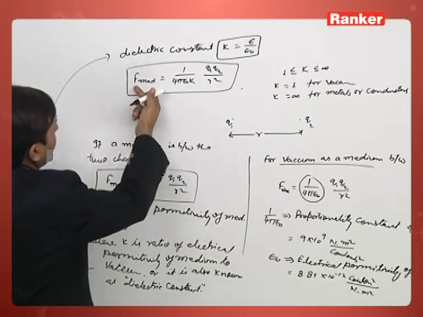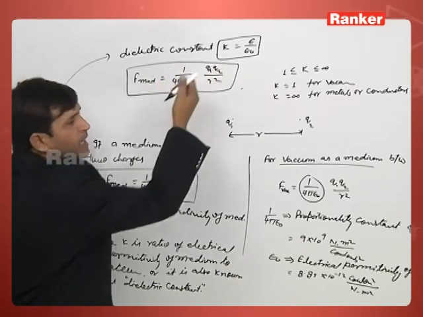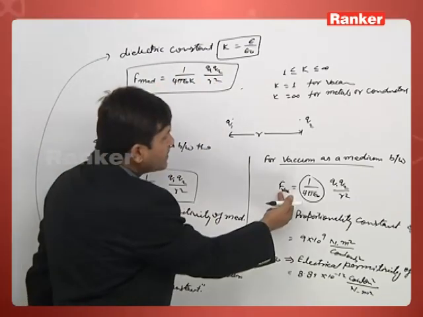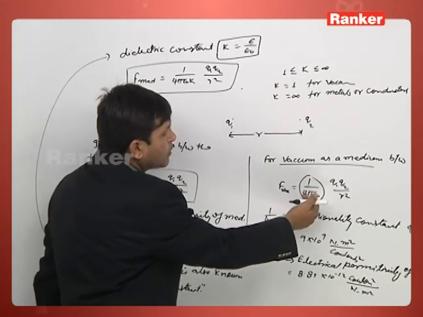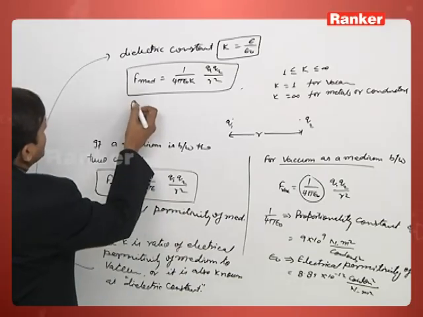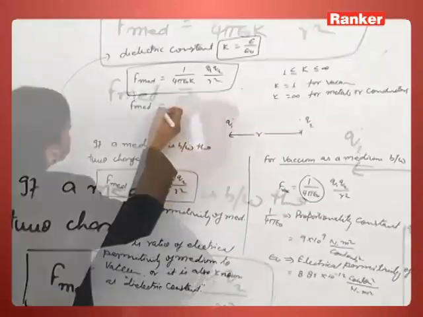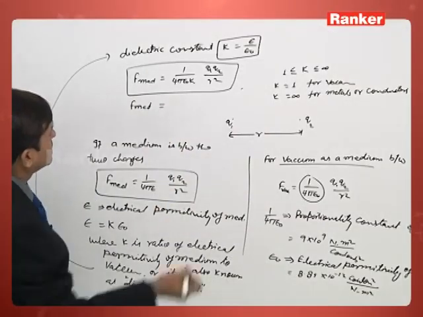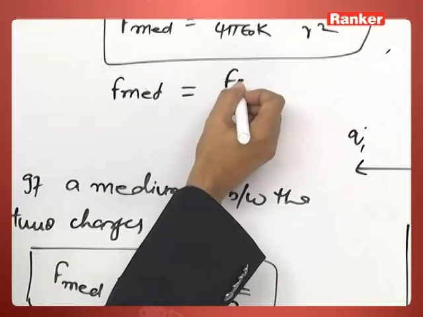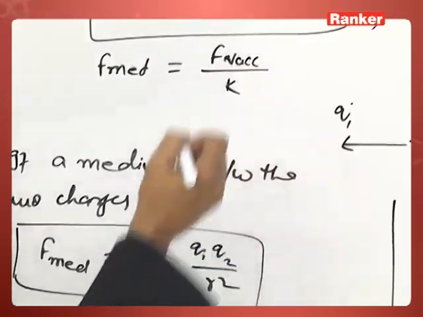So F in a medium is 1 by 4 pi epsilon naught K Q1 Q2 by R square, and F in vacuum is 1 by 4 pi epsilon naught Q1 Q2 by R square. So we can say F in a medium is equal to F in vacuum by K times.